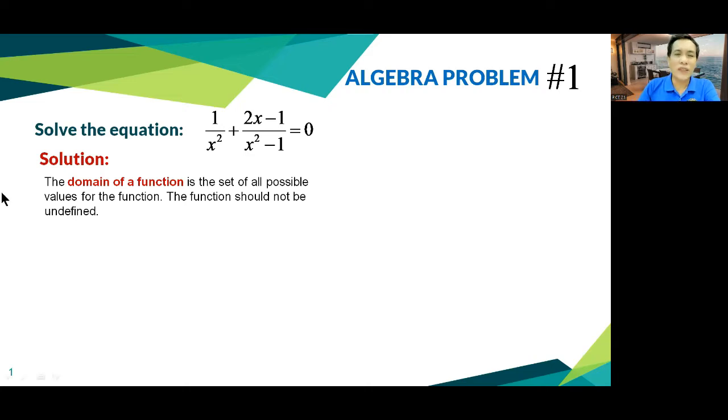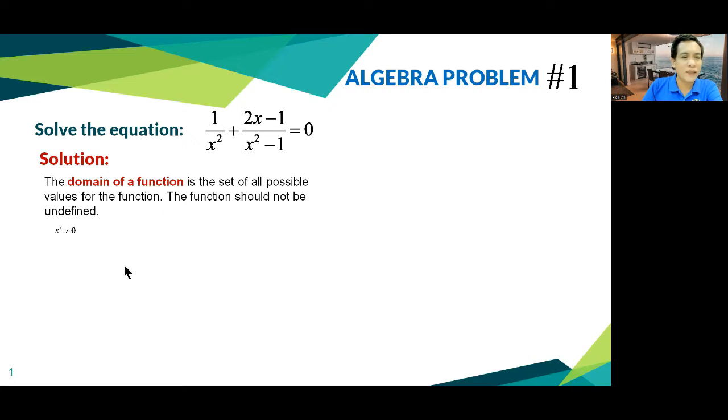But the question is, how can you say that this equation will be undefined? When the denominator is equal to 0. So given a fraction, when the denominator is equal to 0, that's undefined because any number divided by 0 is undefined. Now, we're going to look for the domain or the values of x that will make this equation true. What are the restricted values for x? So we call that domain.